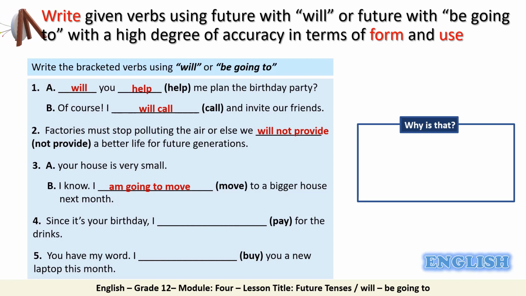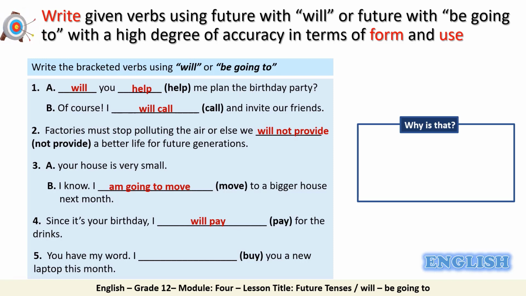Now, sentence 4. Which future form best fits here? That's right, the future with will, and the answer here is will pay. Can you justify this answer? Exactly, the decision to pay is spontaneous and has been taken on the spot, which means the speaker decides to pay for the drinks when he knows about the birthday.